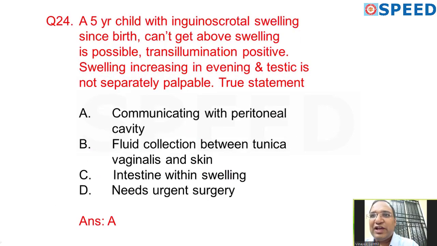A 5-year-old child with inguinoscrotal swelling since birth, can't get above the swelling, transillumination positive. Swelling increases in the evening and the testis is not separately palpable. The true statement would be: communication with the peritoneal cavity. This looks like a congenital hydrocele. Treatment for congenital hydrocele and congenital hernia are the same, herniotomy. Do you have any difference of opinion? Is it okay? The answer is comfortable?